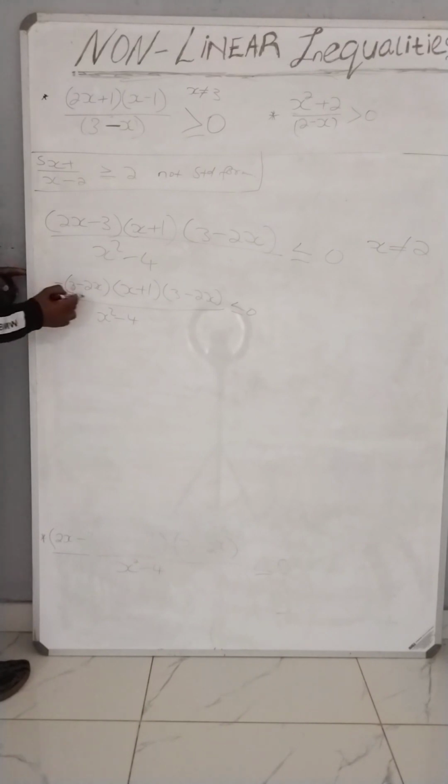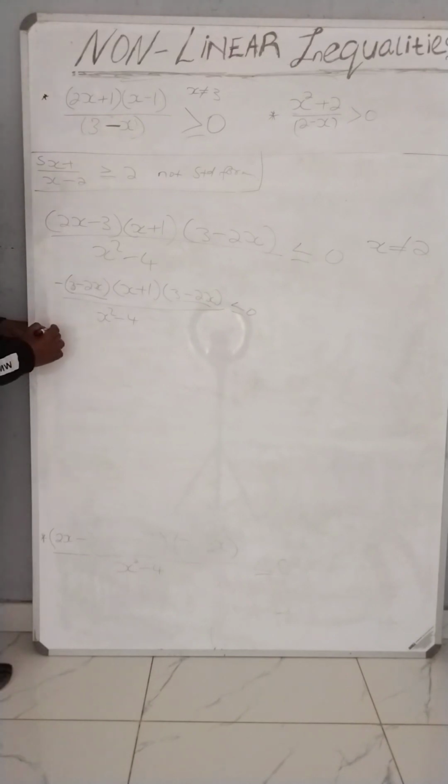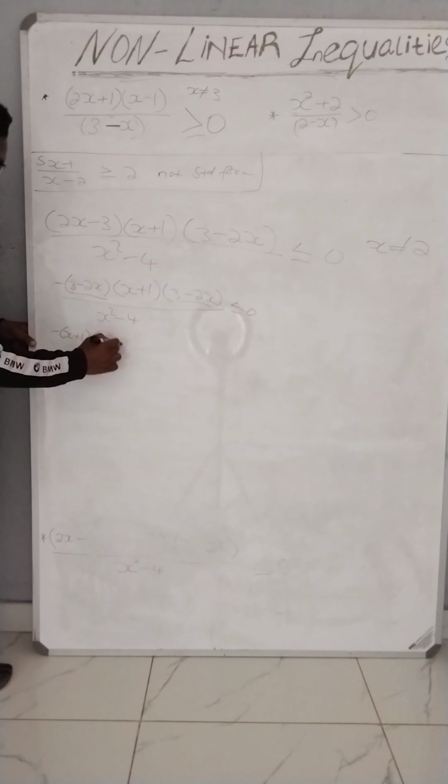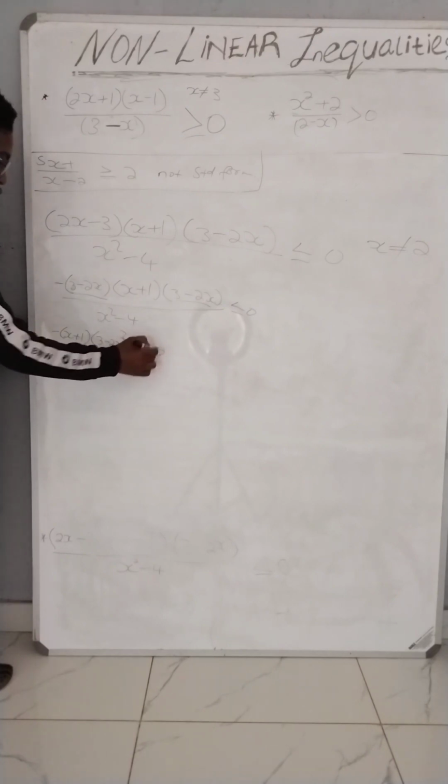You will realize that this and this are the same now. Then you can have minus into x plus 1 into (3 minus 2x) squared over x squared minus 4 is less or equal to 0.